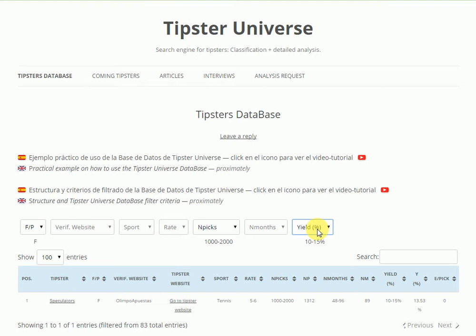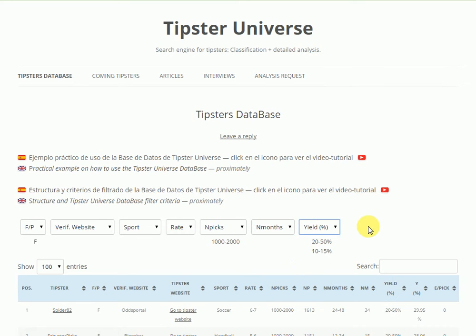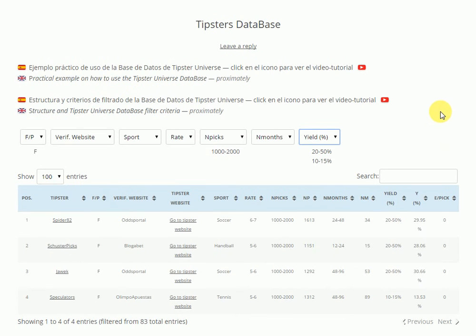So careful here, because there are two options. There is a first range between 10 and 15%, but there is a second one between 20 and 50. So we should select the two of them in order to show in the database, in the table, both criteria. Okay, so as you see here, now there are only 4 tipsters remaining: Spider 82, Schuster Peaks, Javek, and Speculators.